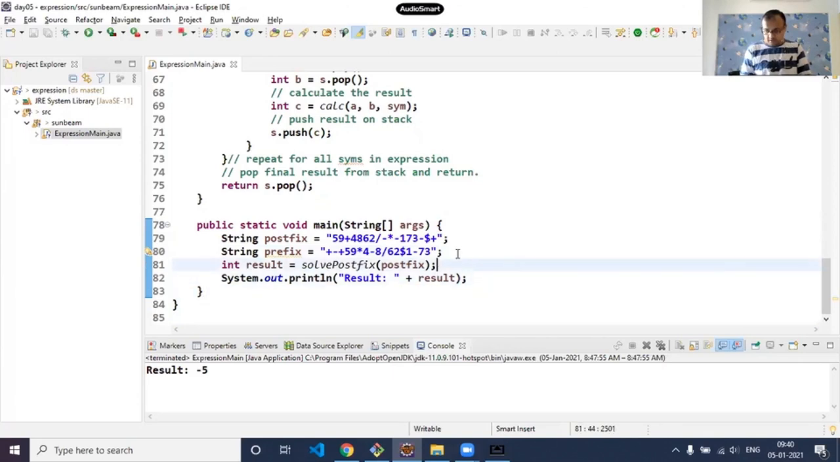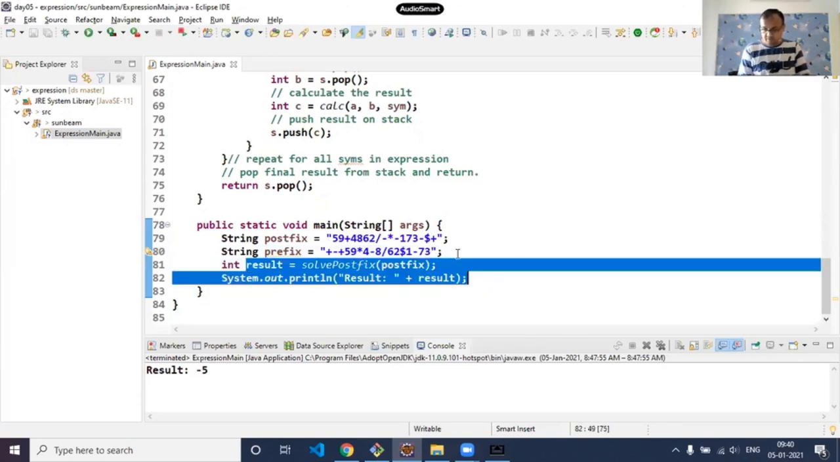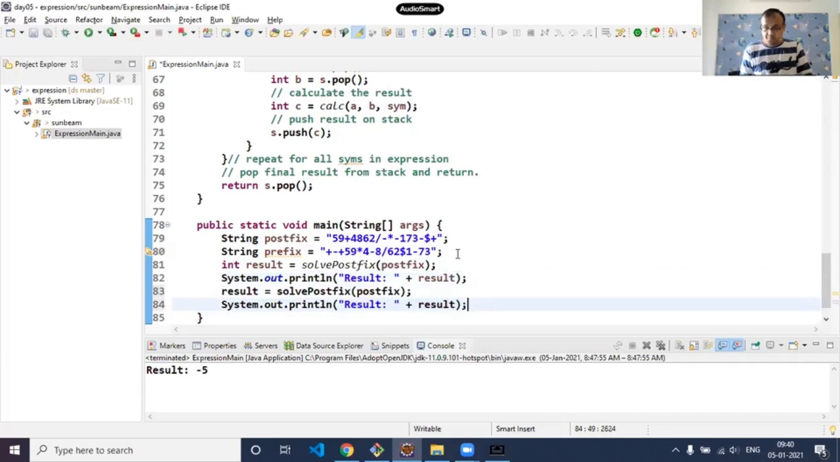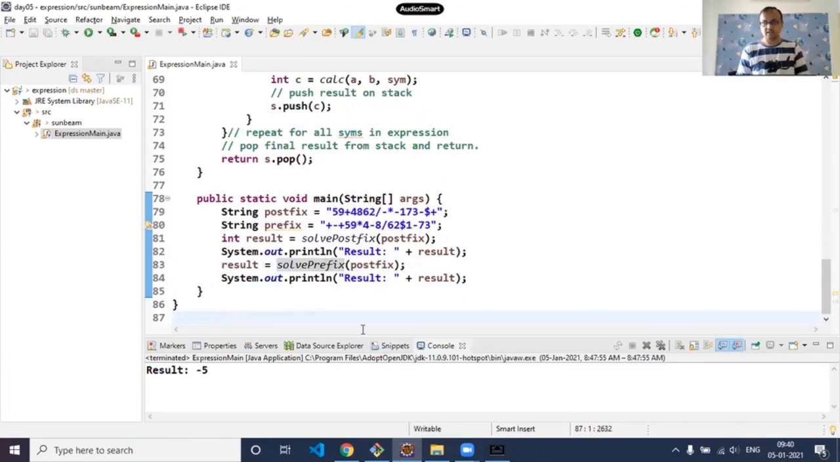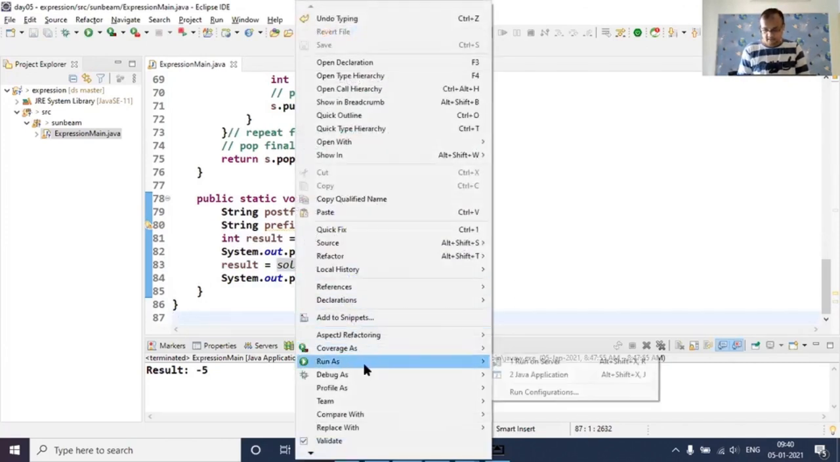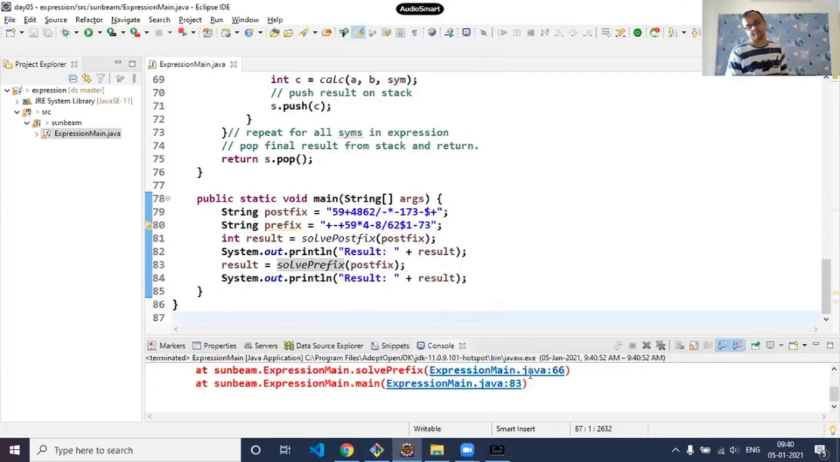And if it is good, let us try to call the same function once again. Not the same function, the prefix function once again. Solve postfix, that was already running, it was running yesterday. Now solve prefix is another one that we have got. Right click, run as Java application.